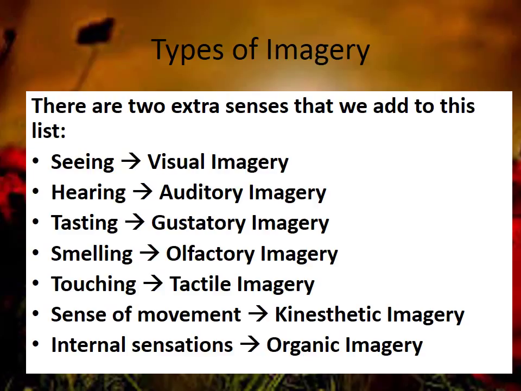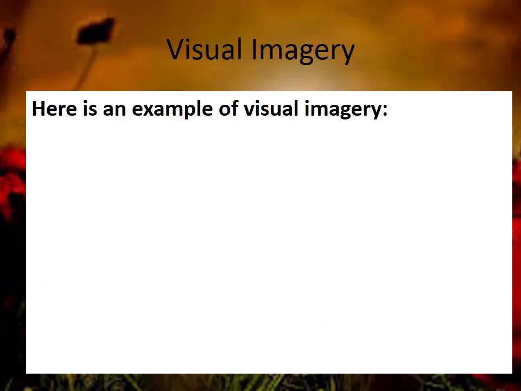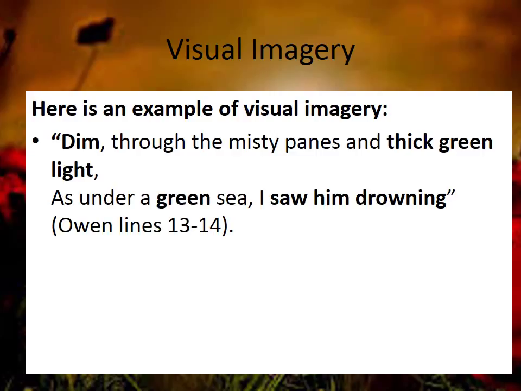Okay? Now I'm going to give you some examples. Most of them are going to be from the poem. If I do not have an example from the poem, I just made one up. So here is an example of visual imagery that actually does come from the poem. "Dim through the misty panes in thick green light, as under a green sea, I saw him drowning." Okay, so all of these things that I have in bold describe what we can see. Visual imagery: dim, thick green light, green. I saw him drowning, what I actually saw.